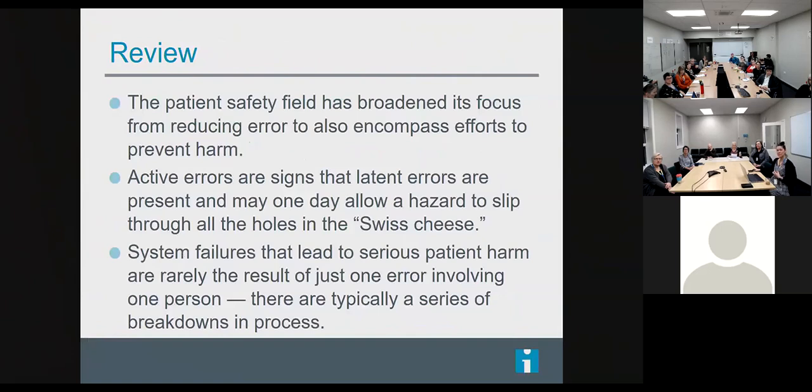So patient safety has broadened its focus from reducing error to encompassing preventing harm. And that's what we're all about. We are about actively preventing harm for our patients. As long as there's still error that happens in a healthcare system, we are going to continue to look at how we can plug up those Swiss cheese holes, and how we can prevent it from happening again.